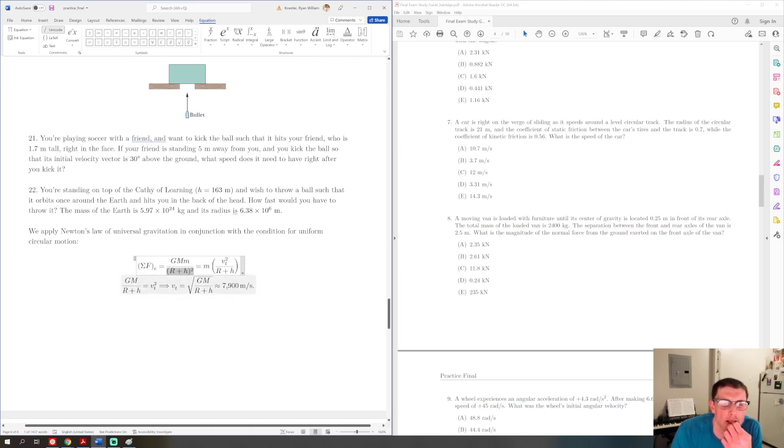So what we find is this. And it works out to be some really, really large number that you could never realistically throw a ball at, but that's fine. It's just something to think about. So it should be about 7,900 meters per second. That's what we found. Cool. Okay, I probably have time for just a couple more here, if anybody has anything specific they want me to look at.